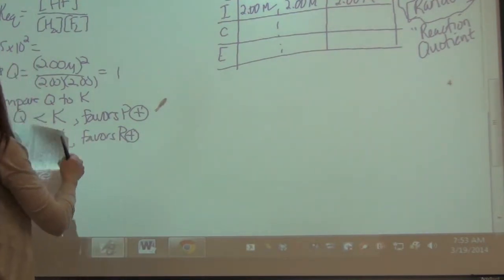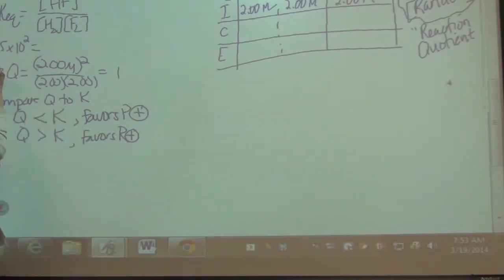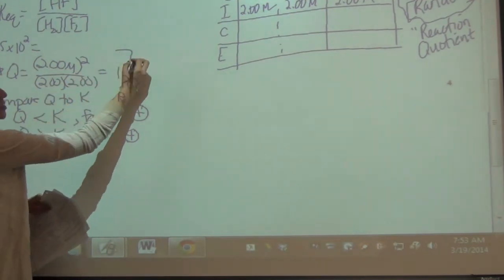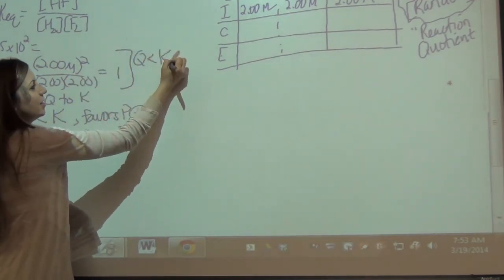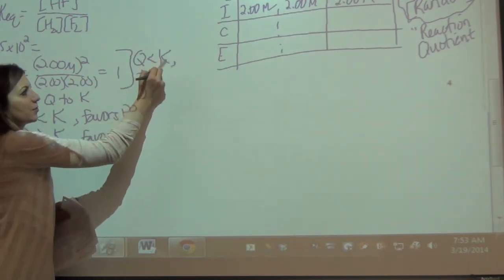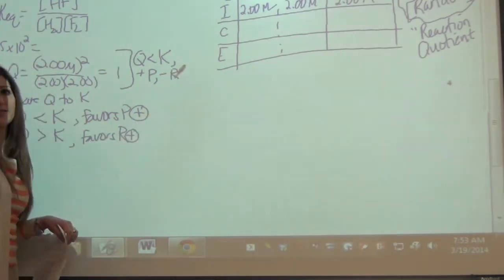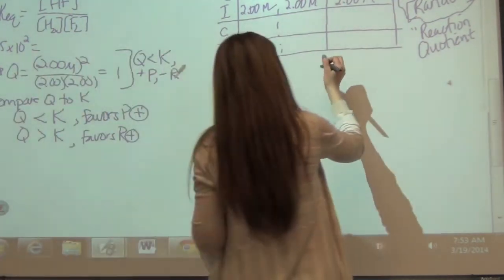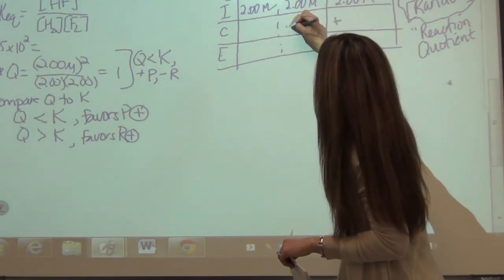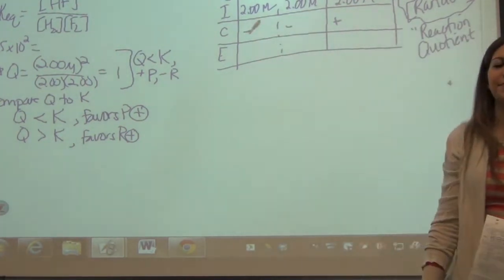So here we said that Q was equal to 1, meaning that Q was less than K. So that means we're going to add on which side? Products. Add to the products, subtract on the reactants. So that's my change step. I'm going to add here on my products, and I'm going to subtract on my reactants.